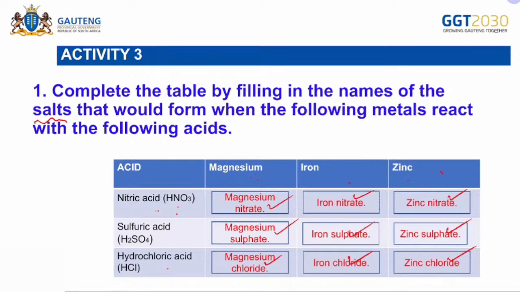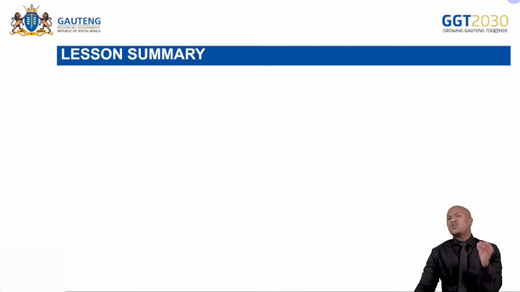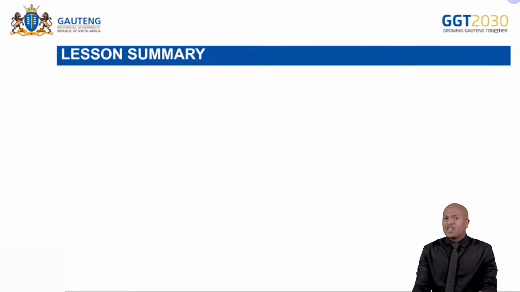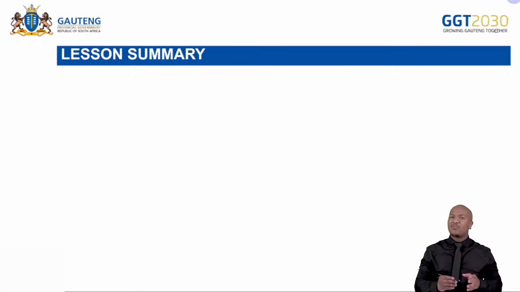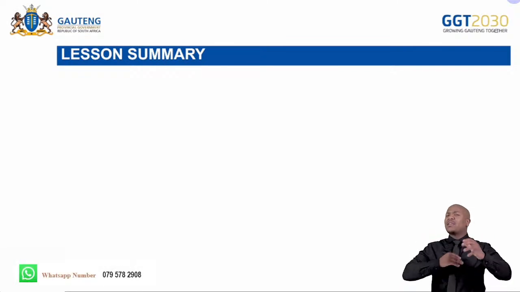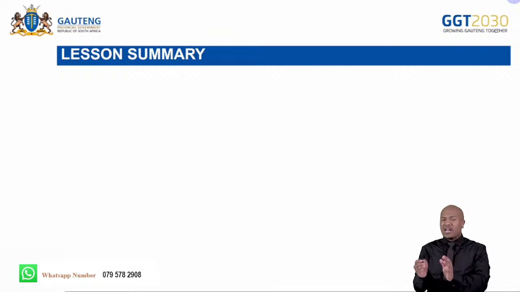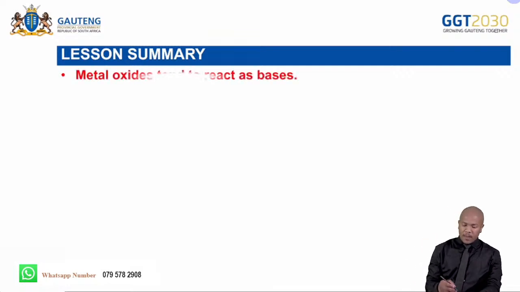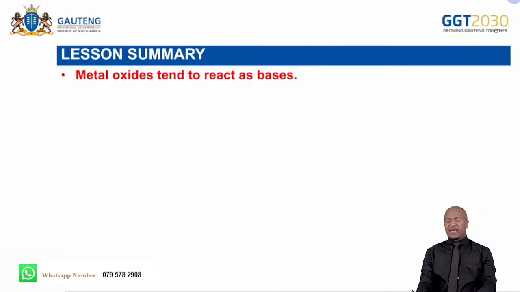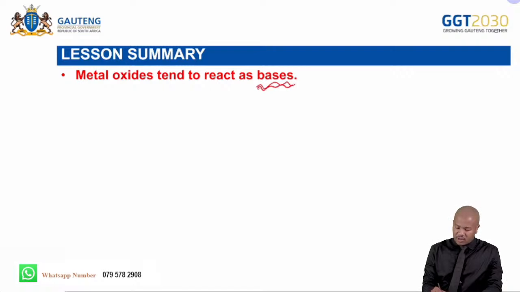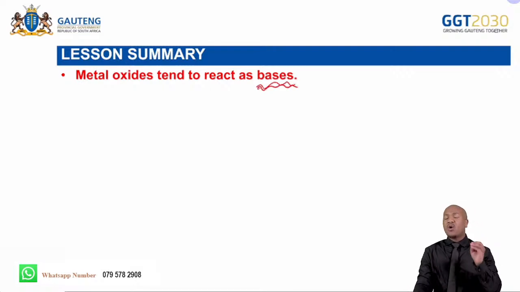So now let's summarize today's lesson. Let's look at what we've been talking about today. So today we're mainly talking about the reactions of acids with metal oxides. So remember that we reminded you of metal oxides first, right? But the main focus for today was reactions of acids with metal oxides. So metal oxides tend to react as a base, right? That's what we're talking about here. We said that metal oxides tend to react as bases.